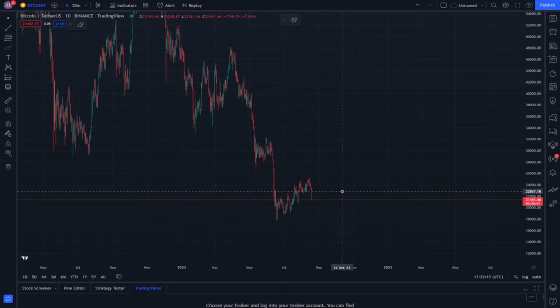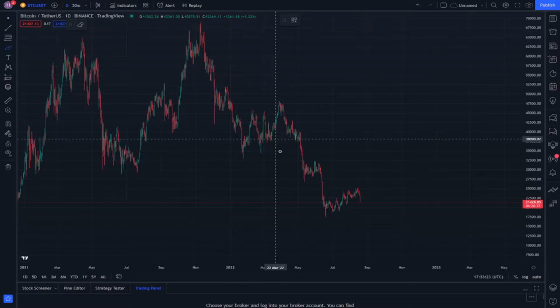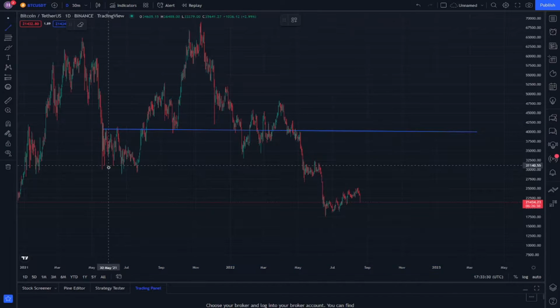Let's explain why Bitcoin decreased nowadays. We'll also explain the technical analysis and the price prediction. So let's start doing this step by step.